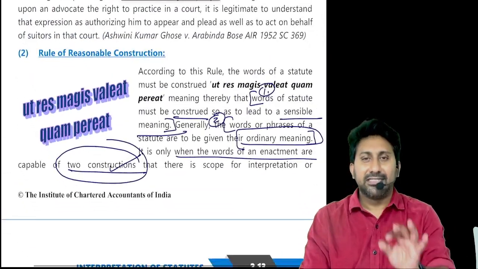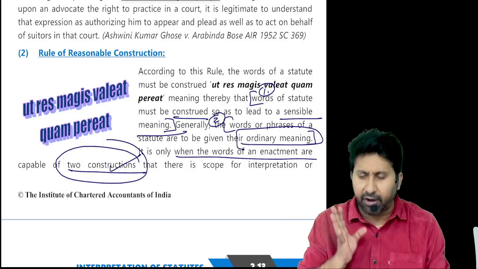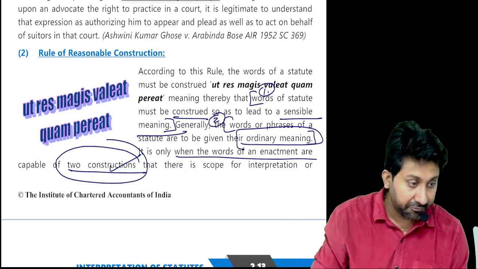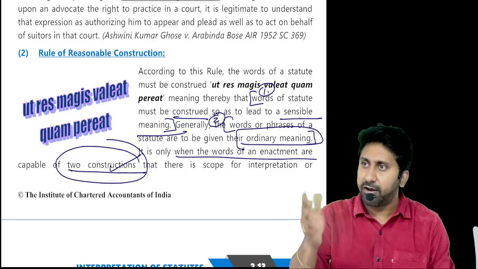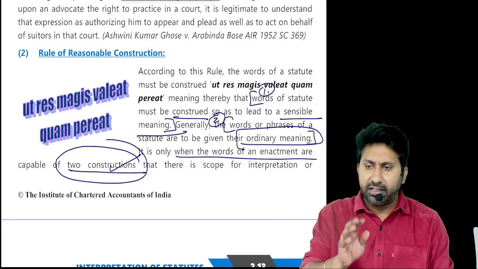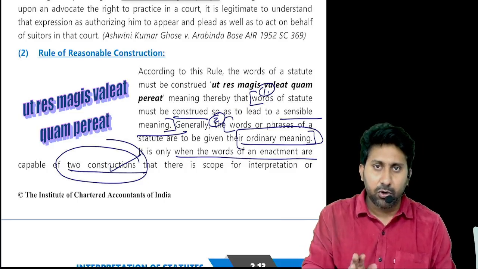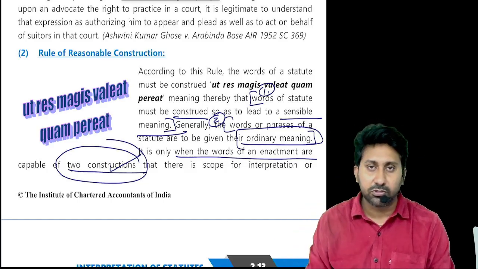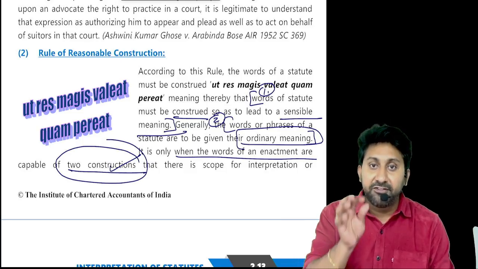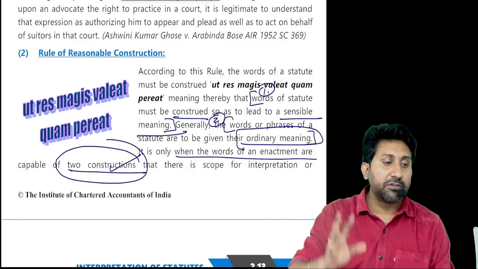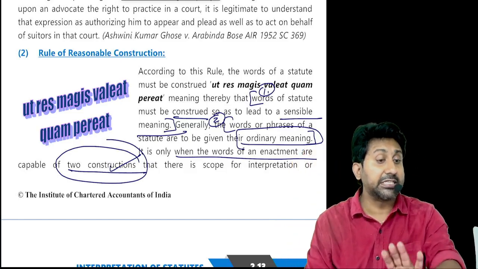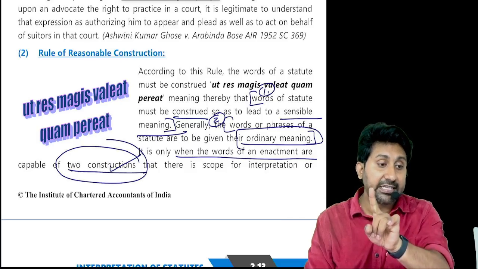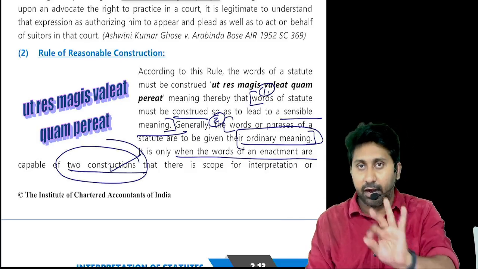Simply, in summary, if you want me to tell only one point: if literal construction fails, go for reasonable construction. That's the meaning, over. Means there are two meanings. Literally I can't interpret. Two different meanings are there, not narrow and wider. Two different meanings are coming for the same word used. What interpretation do I need to give? Which will survive the purpose of the provision. That meaning you have to give. I will give 2 examples, not one. Institute does not give even a single example. Before that, write down the notes.